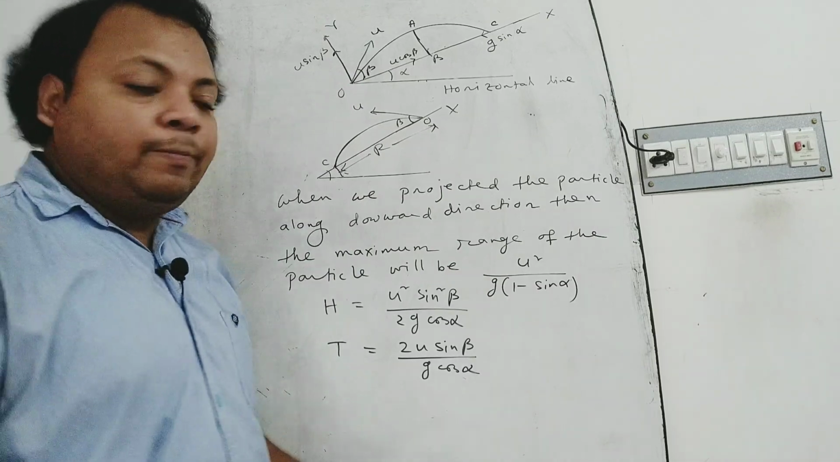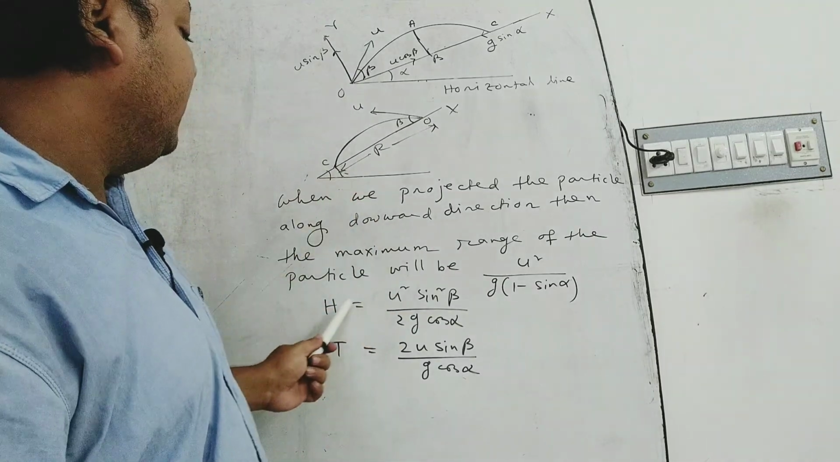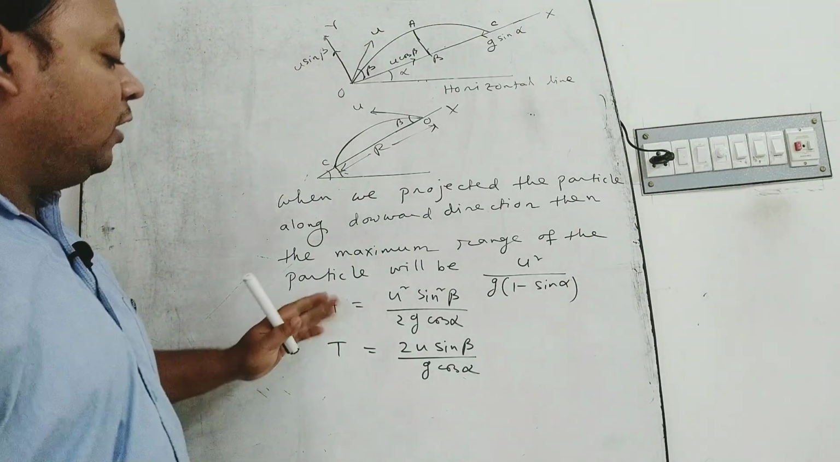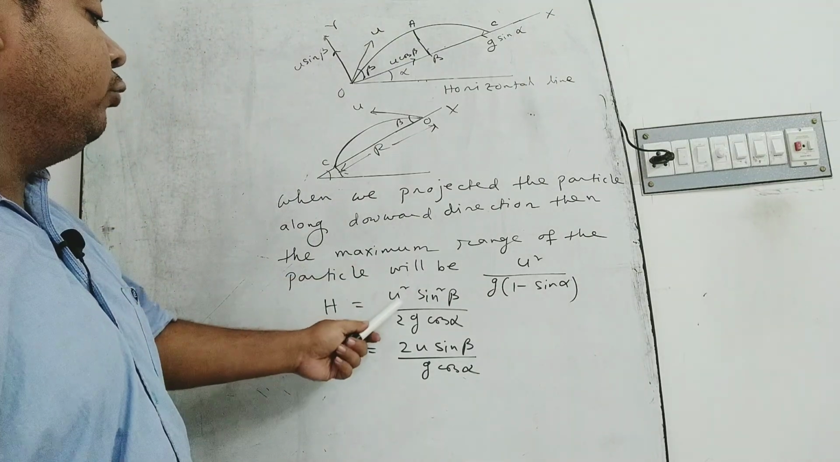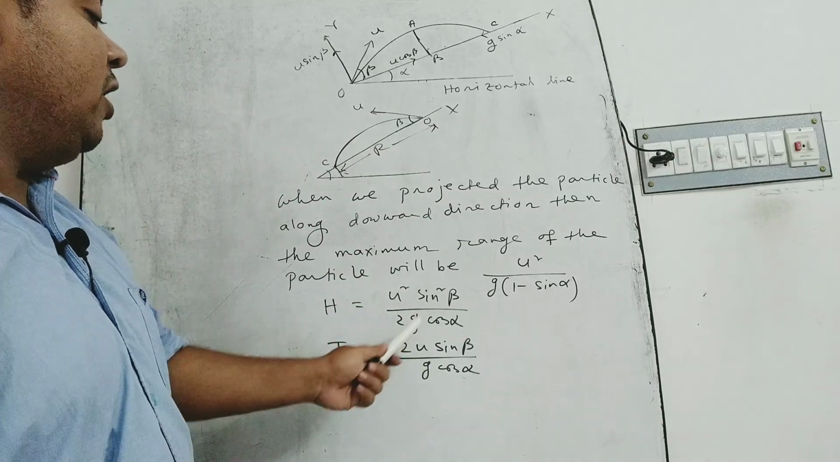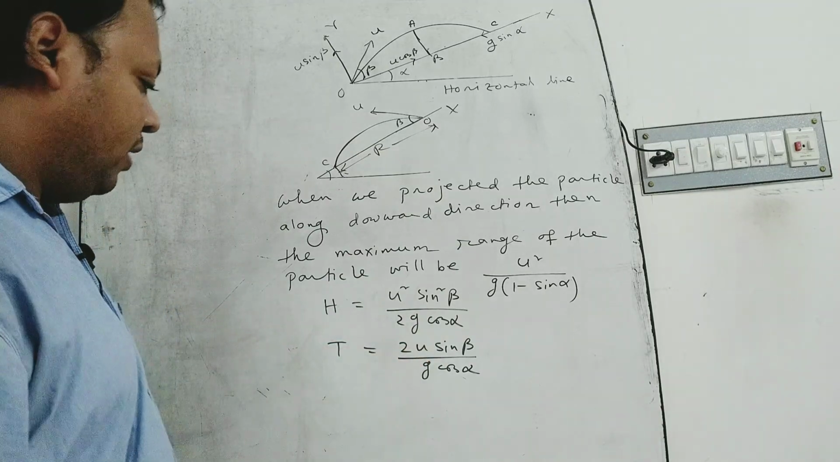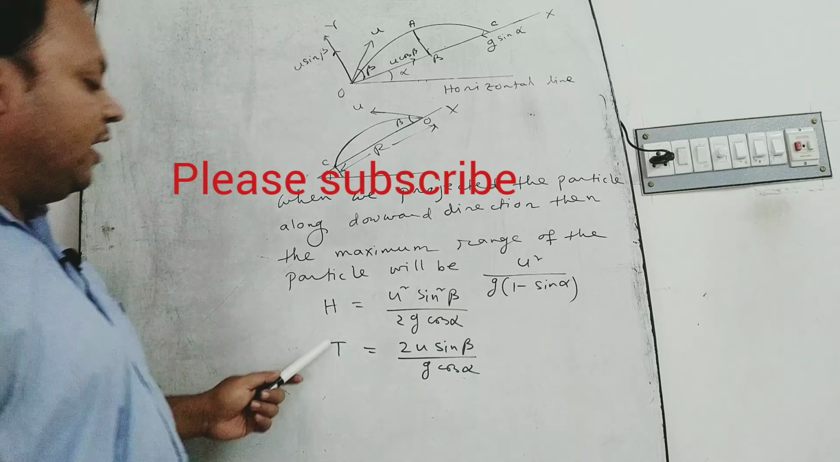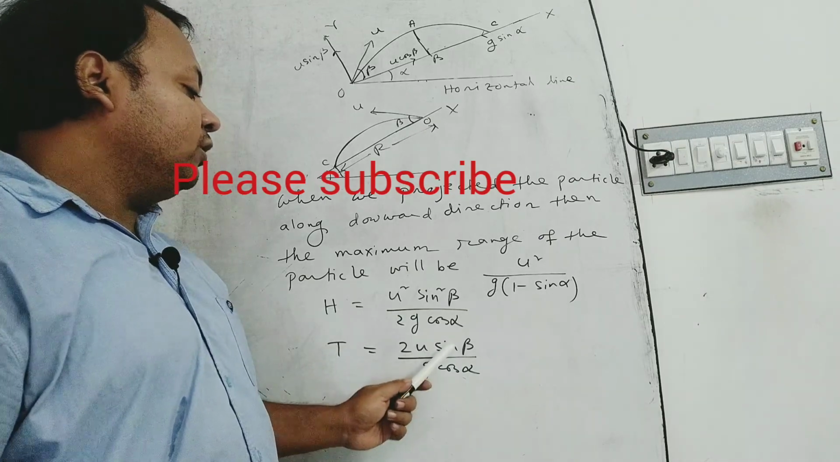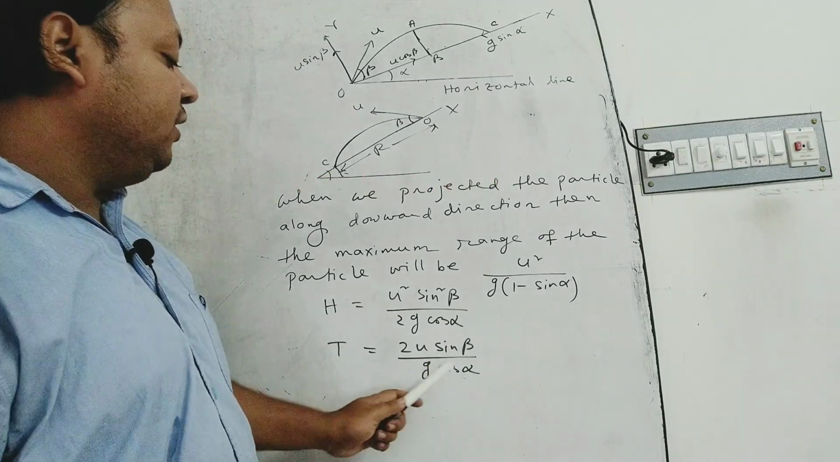Similarly, the maximum height attained by the particle with respect to the horizontal plane is H is equal to u square sin square beta divided by 2g cos alpha, and the total time of flight capital T is equal to 2u sin beta, whole divided by g cos alpha.